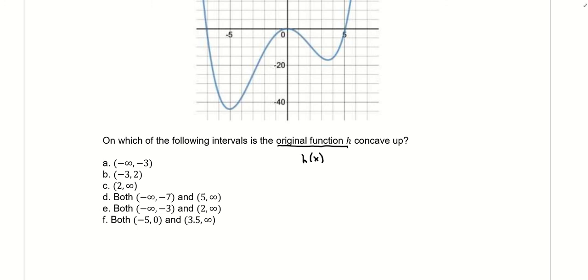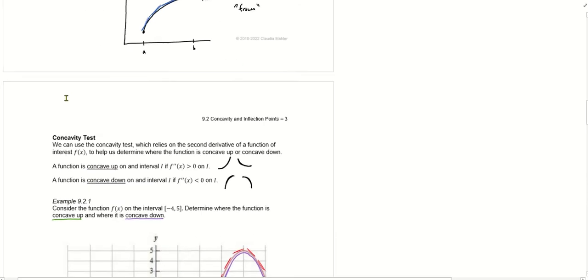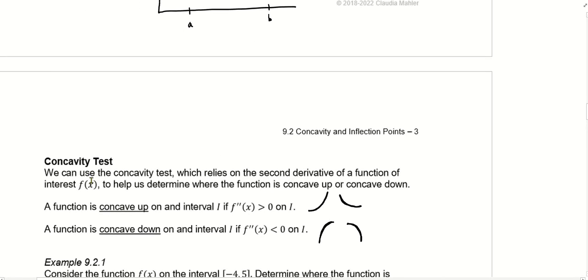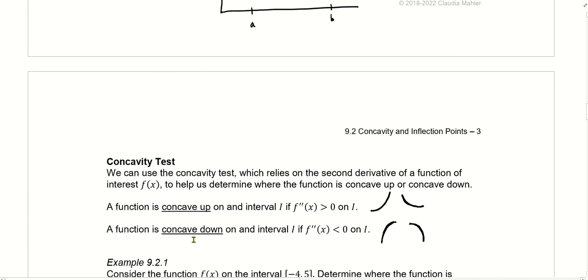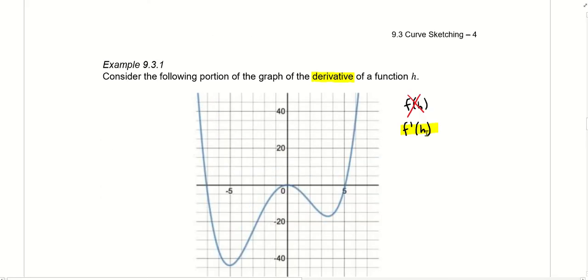in the previous set of notes, the 9.2 notes, let me switch us to that really quick. When we talked about concavity, concavity was all about the second derivative, right? So we determined concave up versus concave down by looking at the sign of the second derivative. But we don't know anything about the second derivative here. We just have information about the first derivative.